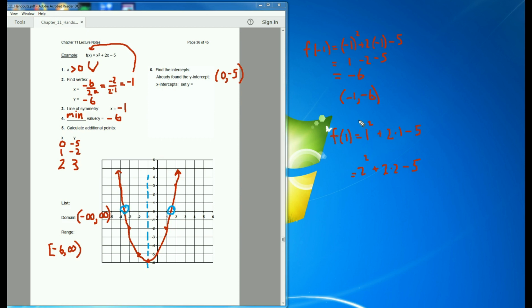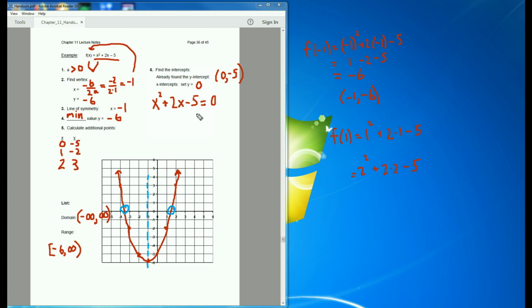We don't need them to make the plot, but there may very well be a question on the test that just gives you a quadratic function like this and says find the x-intercepts. So again, to do that, you just set y equal to 0 and you solve. So in other words, take this function, x squared plus 2x minus 5 equals 0, and solve it.